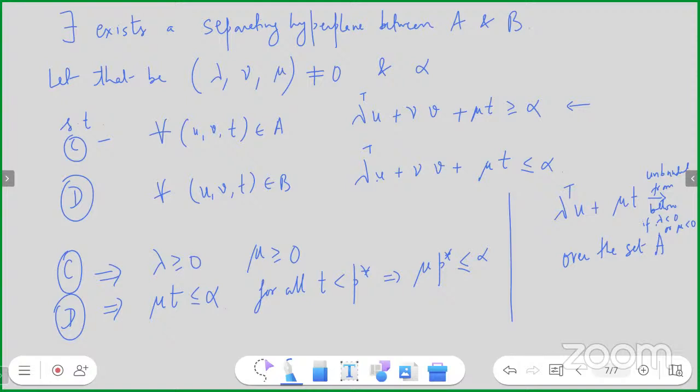Revisit your definition of the set A. It tells you something about lambda transpose U, which can be written as greater than or equal to lambda transpose Fi of x for all x. Similarly, what can I do with V? I can put the Hj of x, which is essentially Ax minus B. And what about the last term, mu times T? What can I replace that with? What term is that?